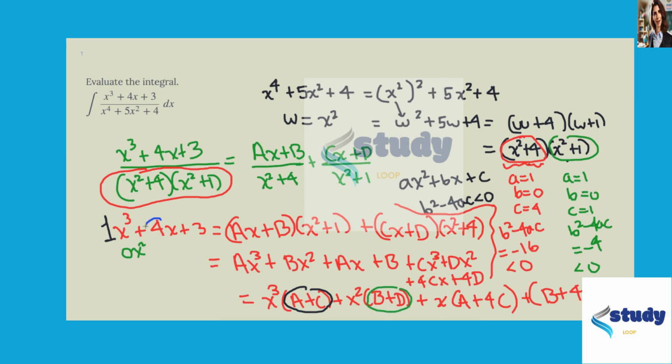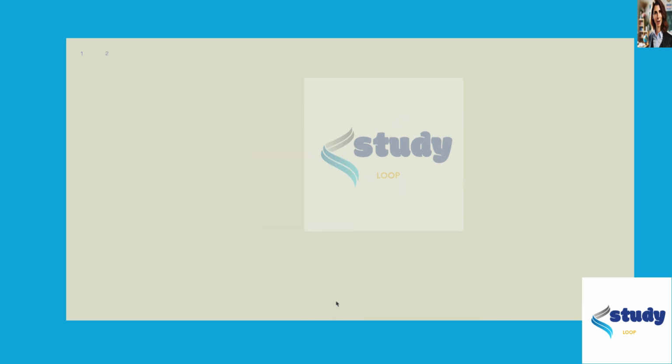We see a 4 in front of the x on the left. So on the right, a plus 4c must be 4. And then finally, we have a constant term 3 on the left. So the constant term on the right, b plus 4d, must equal 3. So we have a 4x4 system to solve. Let's go to the next page and write these out and solve it.